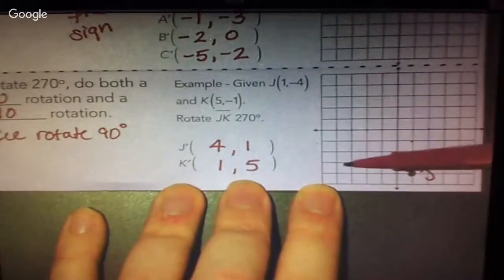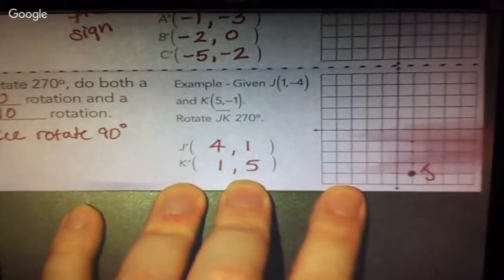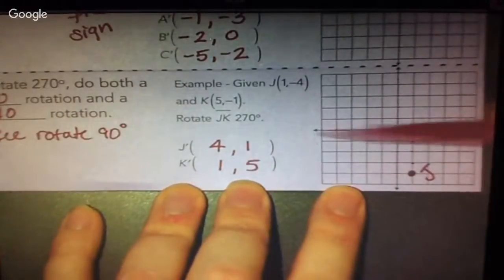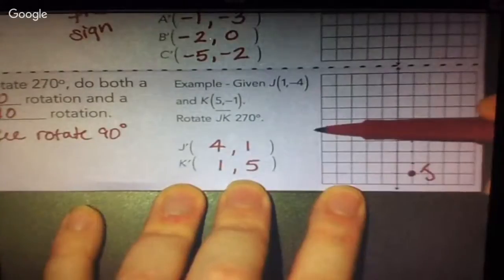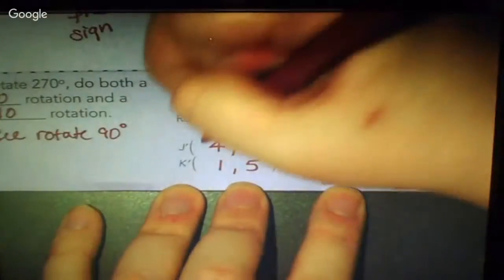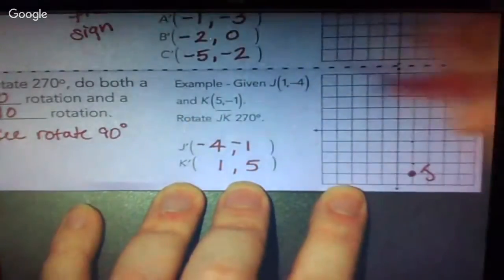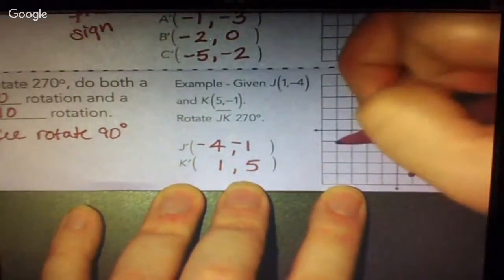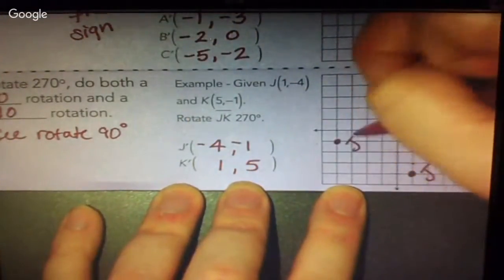1, 2, 3. So if I'm in quadrant 3, my X's are negative. My Y's are negative. So I'm at -4, -1. So here is J prime.